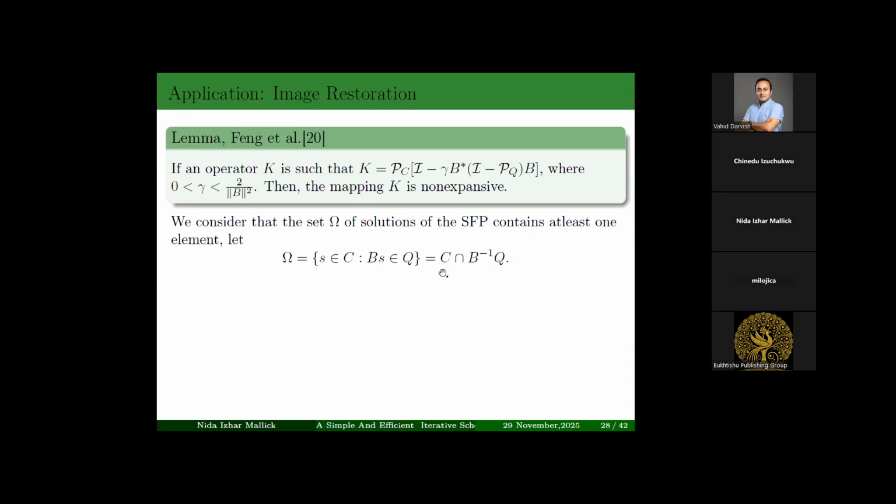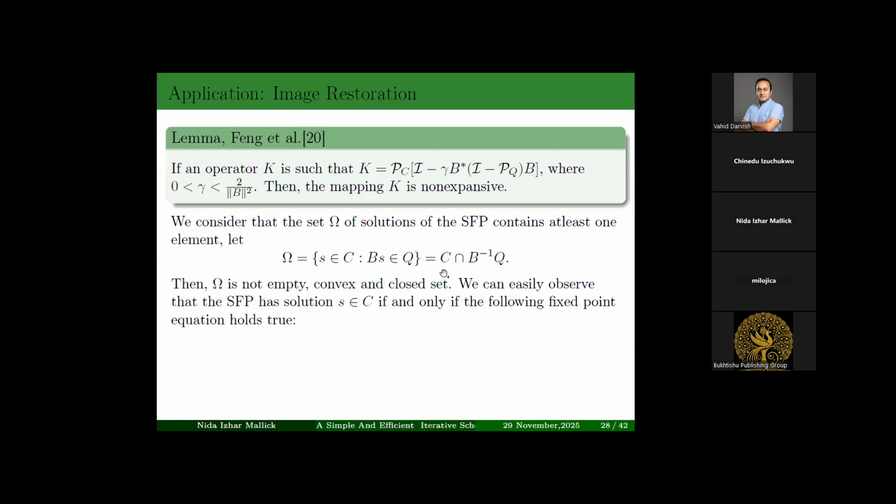to both these sets. So we applied this, and we can clearly see from here that a point is the solution of the SFP, split feasibility problem, if and only if the following fixed point equation holds. This is the mapping. So K of S is equal to S.